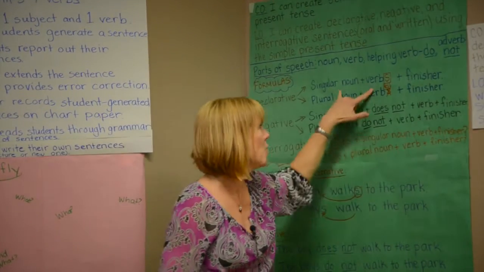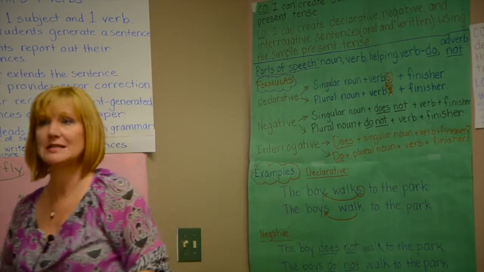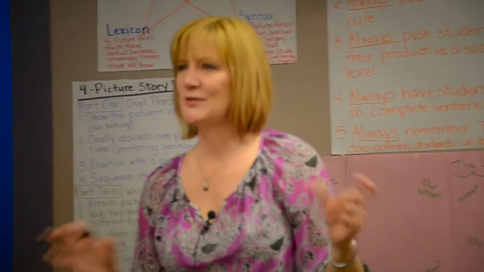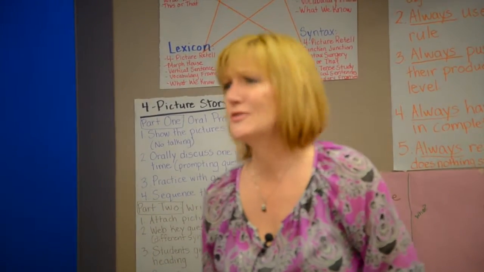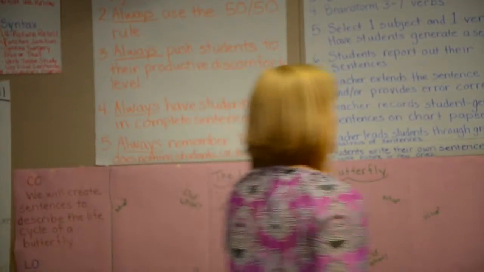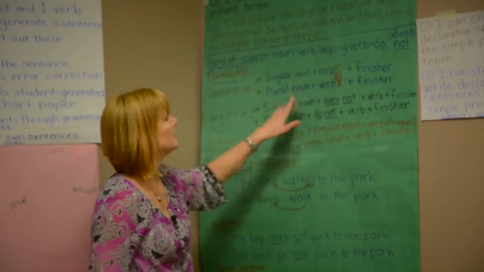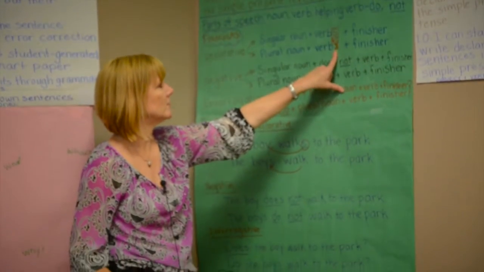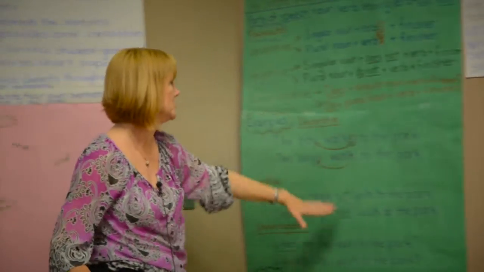And a finisher. What's very confusing for students is that you're saying it's a singular noun and then you're saying add an S to the verb. And that always confused my kids because they're like, but it's singular, you don't add an S. But it's like, yes, but in simple present tense, you add an S to the verb. And then for a plural noun, then you don't add an S to the verb and then a finisher. And then you would have an example.